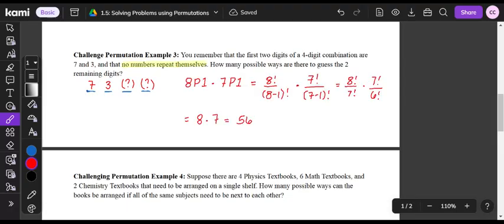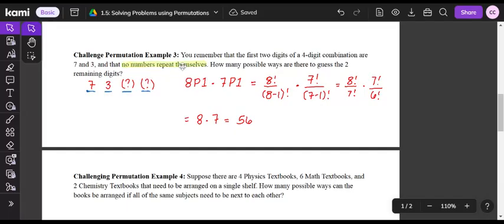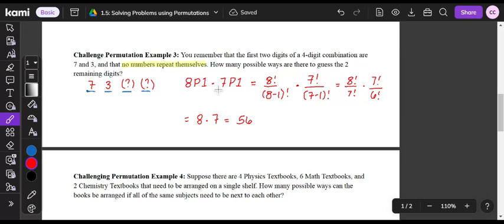All right, so you should have gotten 56 different possible guesses that you can make. All right, and I went ahead and highlighted this right here. You have to remember that no numbers repeat themselves, all right? And that in the first two spots, I already took out 7 and I already took out 3, all right? Which means out of 10 digits, there are 8 choices left for this first one. And then out of 10 digits, there must be 7 choices left for this last one because no numbers are allowed to repeat. So what I did is I took 8 permute 1 and I multiplied it by 7 permute 1.